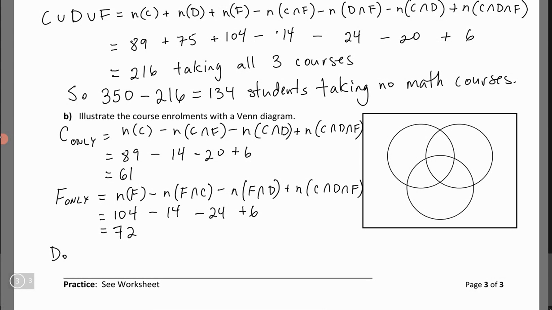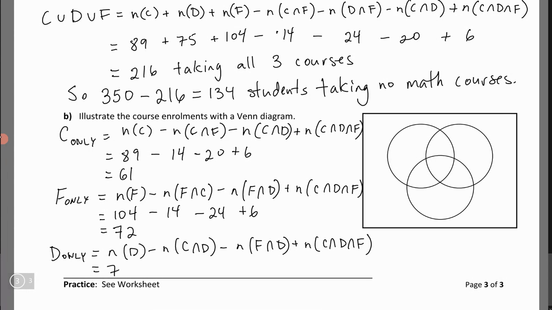And then the data only: the number of students who took data minus the number who took both calculus and data, minus the number who took functions and data, plus the number who took all three. And so that's going to equal 75 minus 20 minus 24 plus 6, and that is 39.